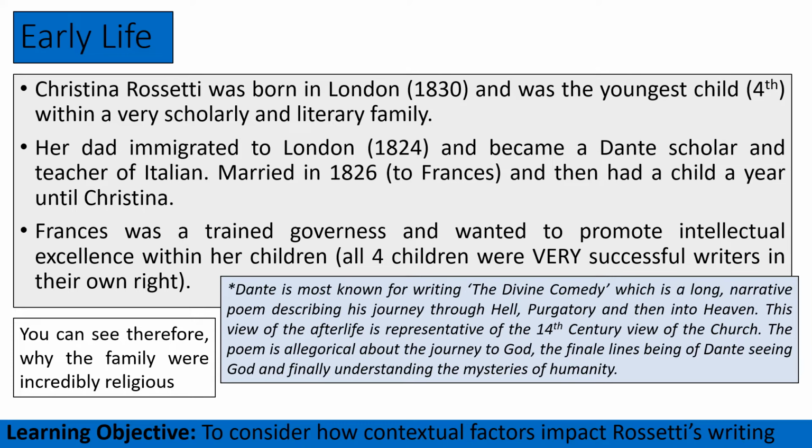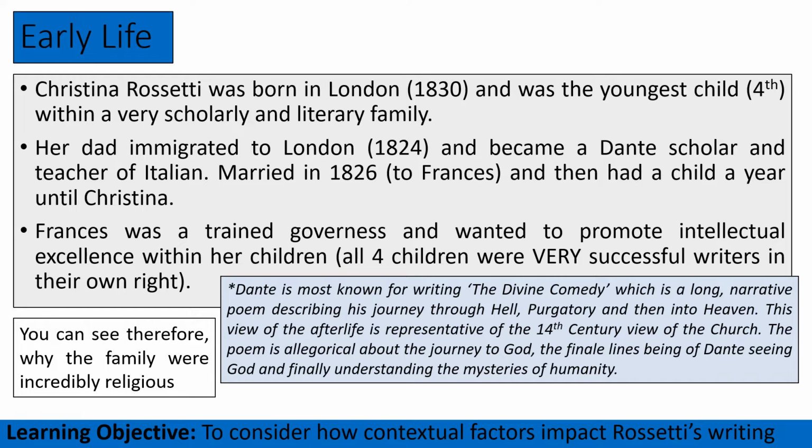So Christina Rossetti was born in 1830 in London, and she was the youngest of 4 children to a very scholarly and very literary family. These were very educated people. The parents and all of her siblings were incredibly successful just at life, to a point. Her dad emigrated to London in 1824 and he became a Dante scholar and a teacher of Italian. He married in 1826 to Frances and they had a child every year up until Christina. So in 1827, 28, 29 and 30 they had a child every year.